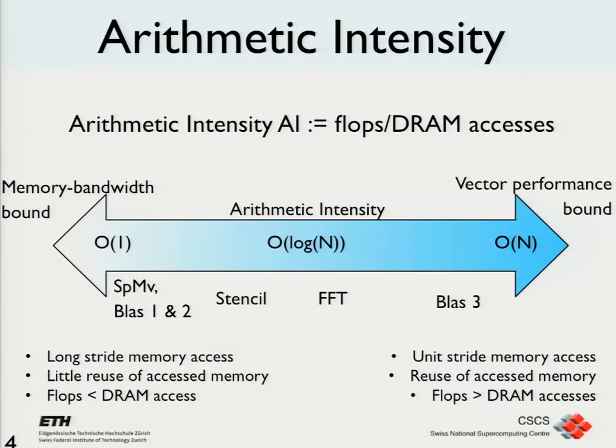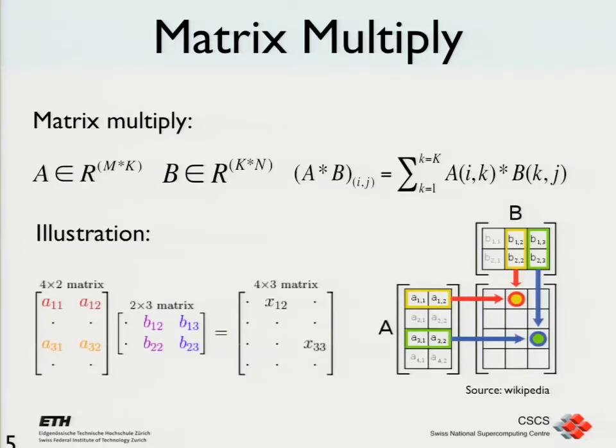On the other side, you will get, so BLAS 3, for example, DGEMM, you will get a unit stride memory access, a lot of reuse of the accessed memory, and the number of floating point operations is greater than the DRAM accesses. Now, let's go to the example, which is a matrix multiply.